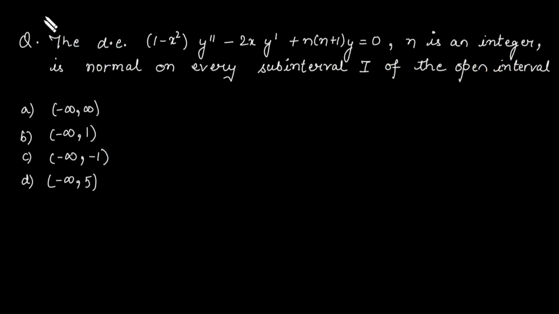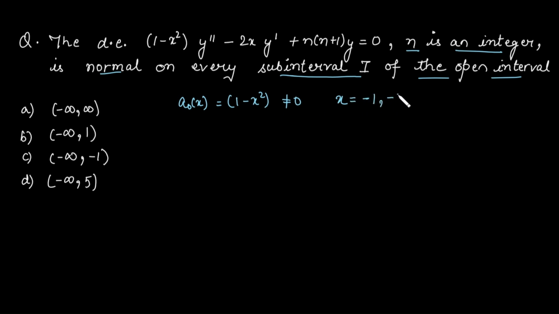Moving towards the first MCQ question on this case, the differential equation, for n an integer, is normal on every subinterval I of the open interval given here. So we need to identify on which interval this differential equation is normal. First we need to collect the coefficients. Starting with a naught, which is equal to 1 minus x square. Start with the second condition: make sure this is not equal to 0. It is 0 when x is equal to 1 and minus 1. So we don't need these two points in our interval because we want a normal differential equation. So minus 1 is a part of this one as well as 1 is a part of this one. Clearly this is not the answer. Now if you observe option B, in this case minus 1 is a part of this one.